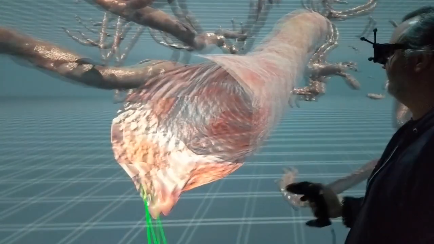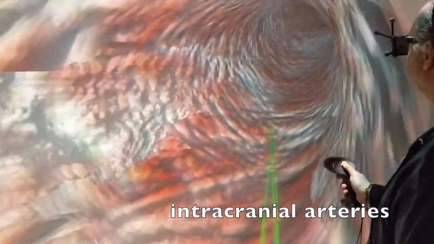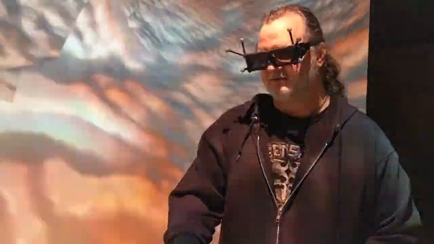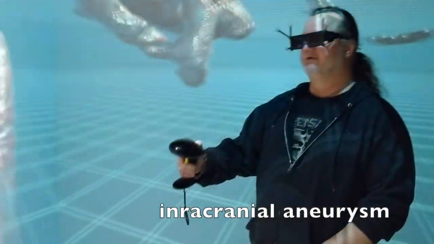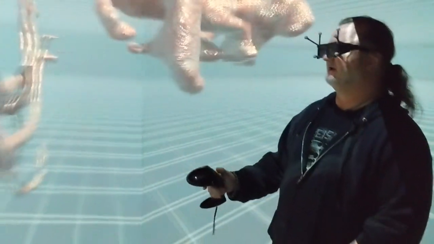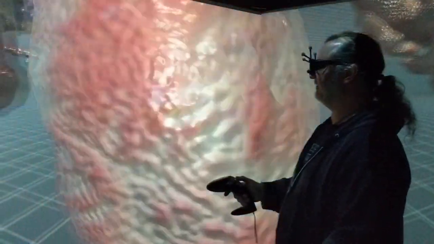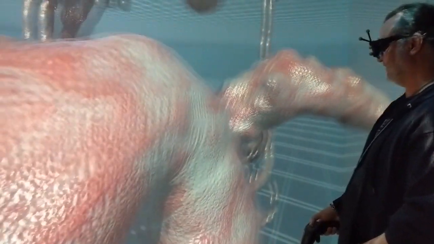What we're looking at here, this is a model of cranial arteries taken from an actual MRI. It's left over from another project where we modeled up a stent that goes into this, which is a cranial aneurysm, and then we do a fluid flow analysis of the blood through the aneurysm, both before and after the stent is put there.